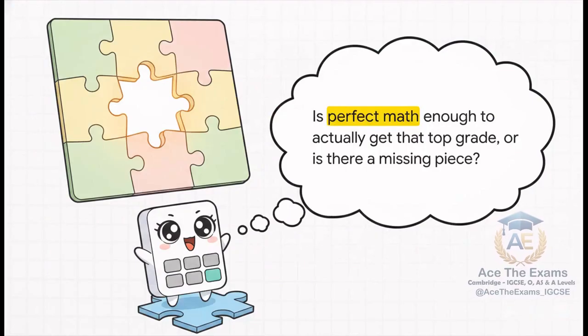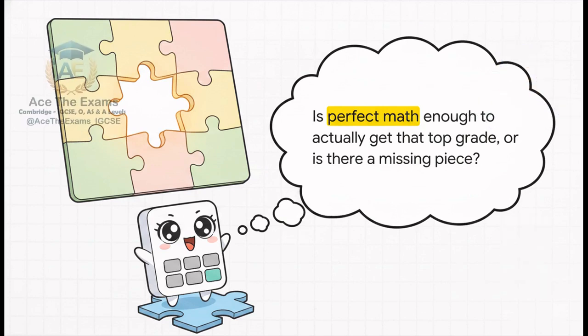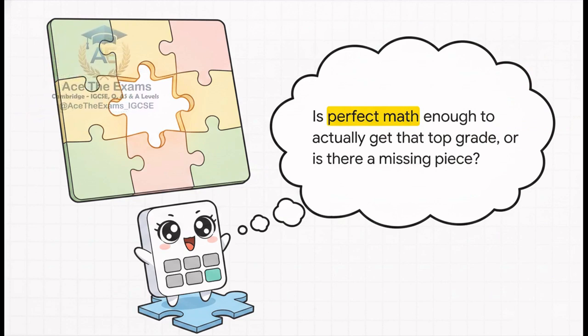But here's the thing, we've mastered the numbers, the units, and the prefixes today. You've got the checklist now. But all of this actually creates a massive unresolved problem. What happens when your perfectly calculated data fails the overall evaluation requirements of the exam? Is perfect math really enough to actually get that top grade? Or is there some missing piece to how examiners want you to evaluate an entire experiment?